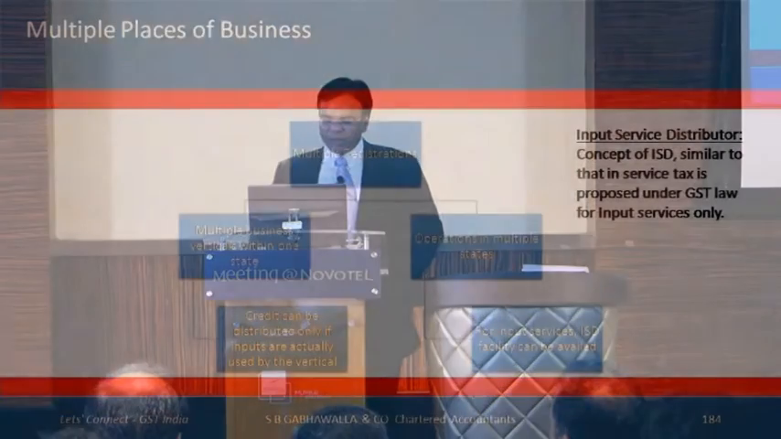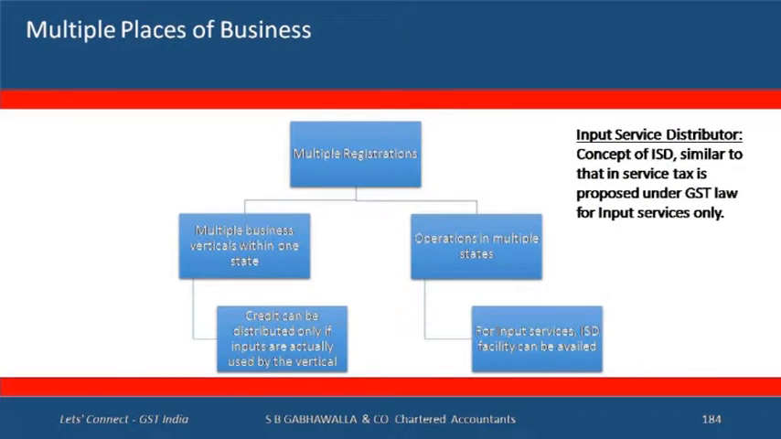That happens in multiple places. We now move to multiple registrations. When will the assessee have to opt for multiple registration? Case 1, when he has multiple business verticals within one state, or he has operations in multiple states. In the first case, credit can be distributed only if inputs are actually used by that business vertical. For input service distributor, the concept of ISD, similar to that in the service tax, is also proposed under the GST law, however only for input services.